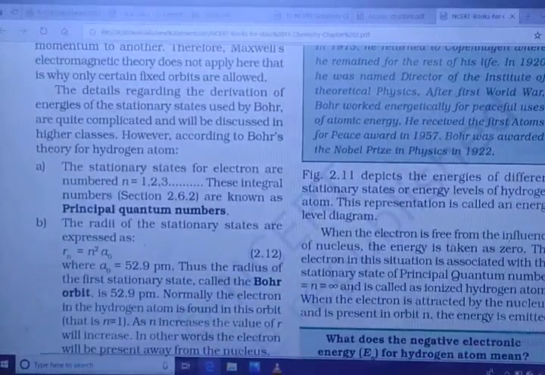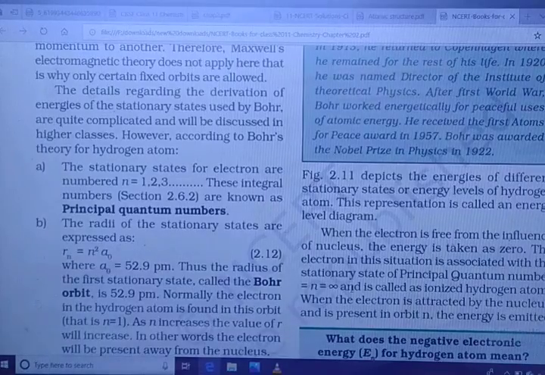Now, the details regarding the derivation of energies of the stationary states used by Bohr are quite complicated and will be discussed in higher classes. It is not the case that in 11th standard you will get all the information about higher and lower energy levels. As you move towards higher classes, such as 12th standard, BSc, MSc, you will get this concept in chemistry. Till 11th standard, you study whatever postulates Bohr described for the hydrogen atom.